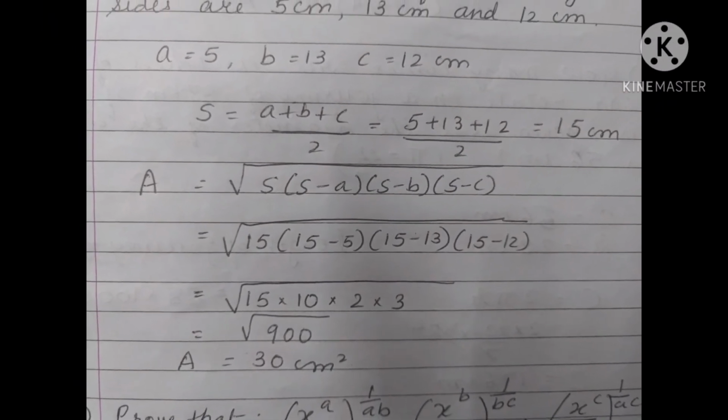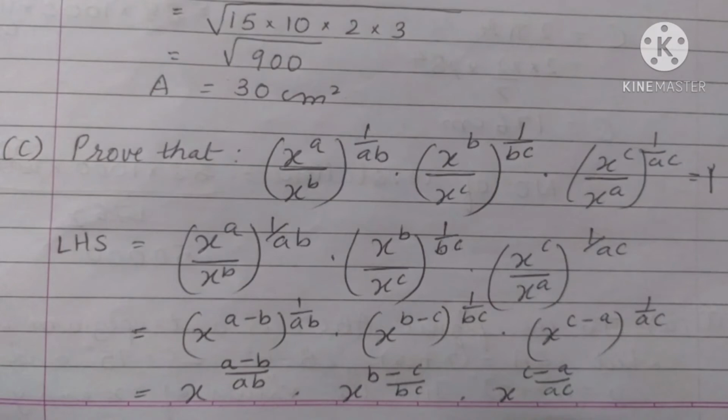Now next question. Question C, which is: prove that (x raised to a divided by x raised to b) whole power 1 upon ab, into (x raised to b upon x raised to c) whole power 1 upon bc, into (x raised to c upon x raised to a) whole power 1 upon ac is equal to 1. So always we start with the left hand side. So here I have written the question again.